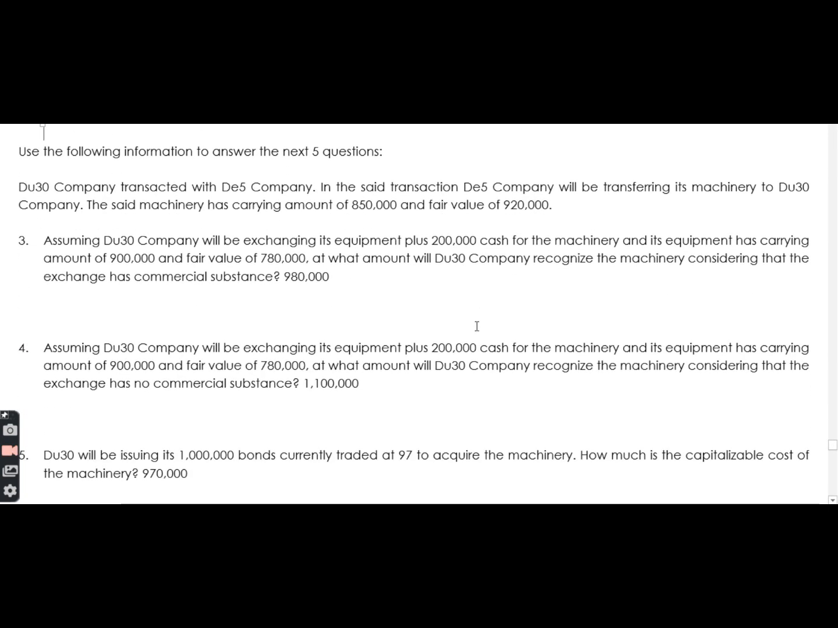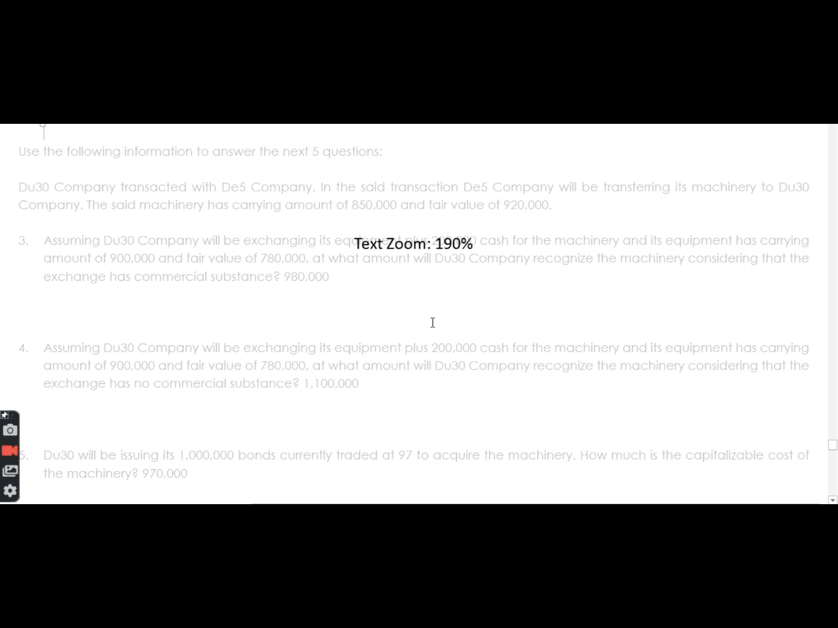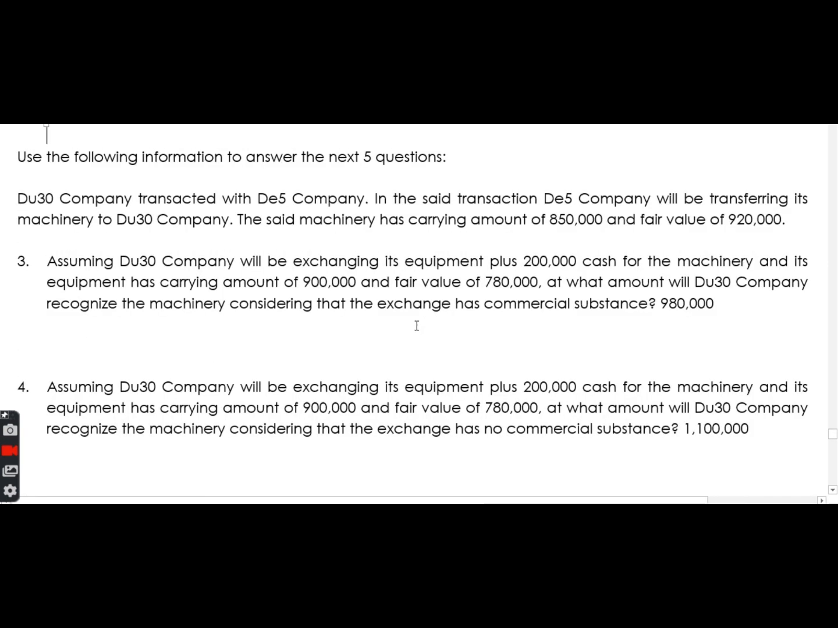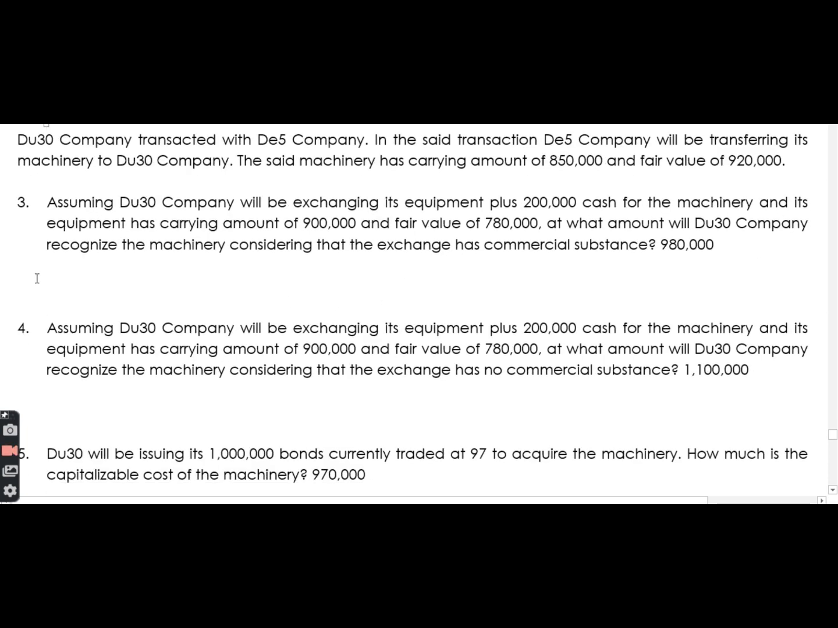Okay? Punta tayo sa details. So, use the following information to answer the next 5 questions. So, medyo pwede natin malakihan to konti. Yan. Okay. So, Duterte Company transacted with De Lima Company. In the said transaction, De Lima Company will be transferring its machinery to Duterte Company. The said machinery has carrying amount of 850 and fair value of 920. Okay? So, start tayo sa number 3.